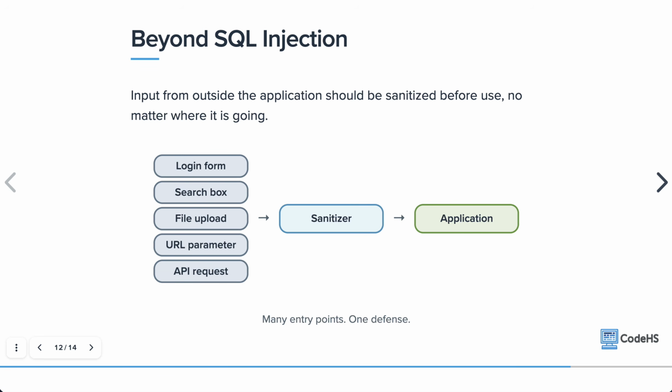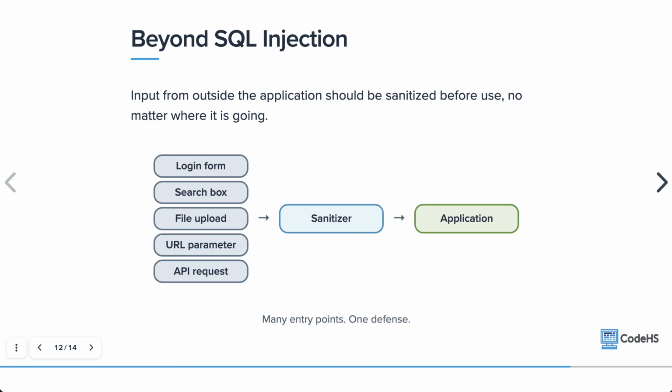SQL injection is the most teachable example because the mechanics are visible in a single line of code. But the underlying mistake, pasting raw user input into something else that will interpret it, shows up all over the place. Input from outside the application should be sanitized before use, no matter where it's going. Login forms, search boxes, file uploads, URL parameters, API requests, all five of those are entry points for outside data, and any one of them can be used to slip something dangerous into the system.